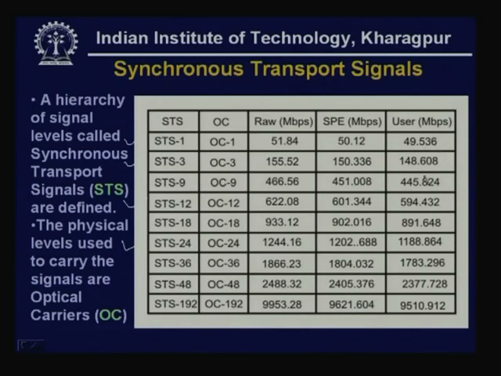So, this is the actual payload that you get from the SONET system. As you can see here, the overhead is not really very high. So, 51.84 and this is 49.536. The overhead is about 4% I believe, which includes the overhead of all the layers that we shall see.